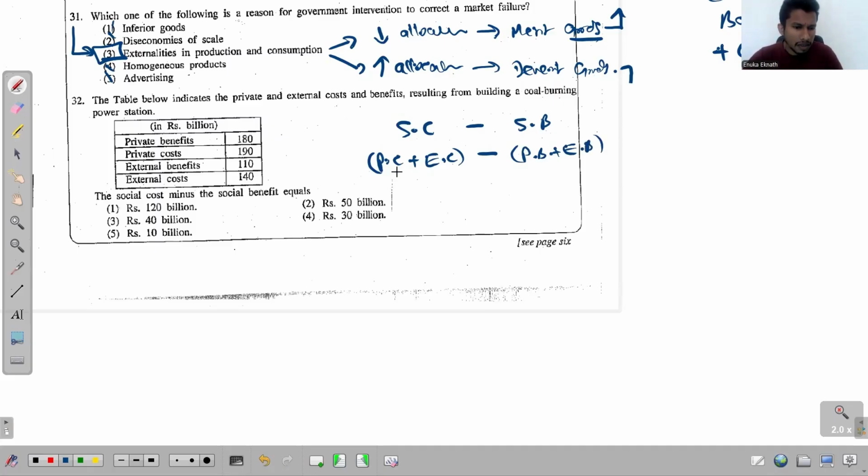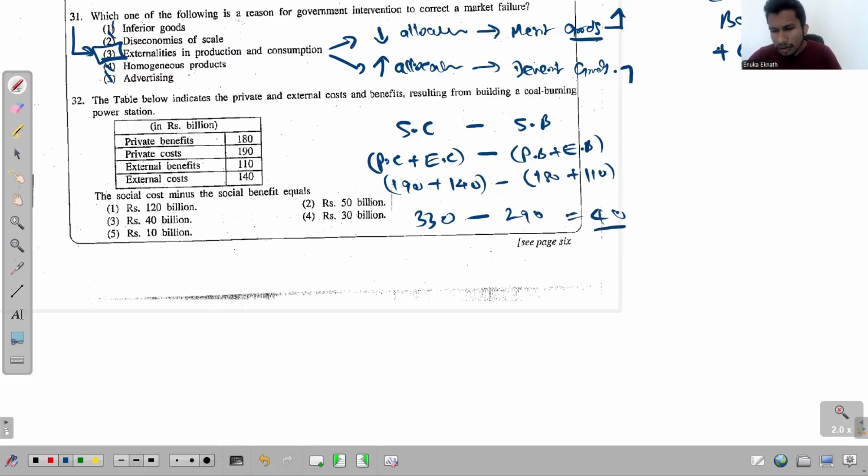So private cost is given to us as 190 and the external cost is given to us as 140, minus the private benefit 180 plus the external benefit 110. So 330 minus 290, which is equal to 40. So the answer is 40 billion. Question 32, third one is the answer.